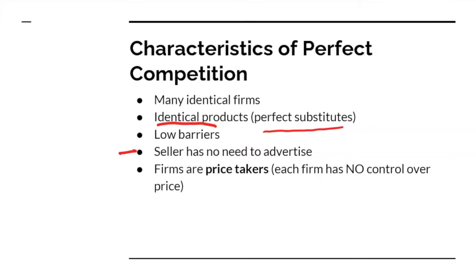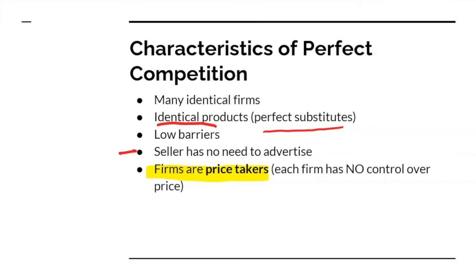The most important characteristic, however, is our last point here, that firms are price takers. Because there are so many firms, and all the products sold are perfectly substitutable and identical, each firm has no control over their price, right? Typically when we think of a firm, we think, oh, if they want to sell more, they can just decrease the price. Or if they want to sell less, they can increase the price.